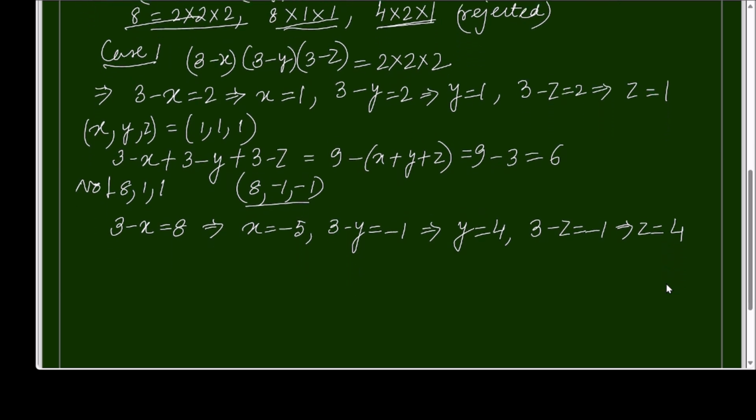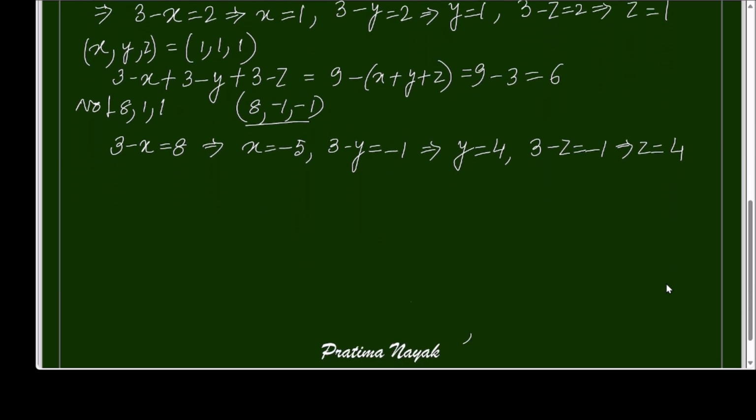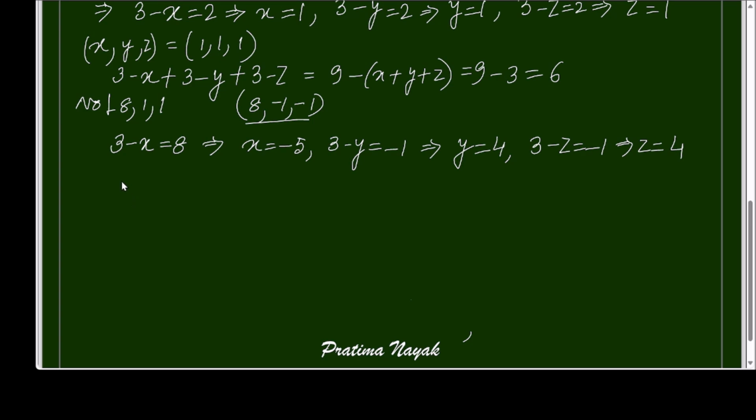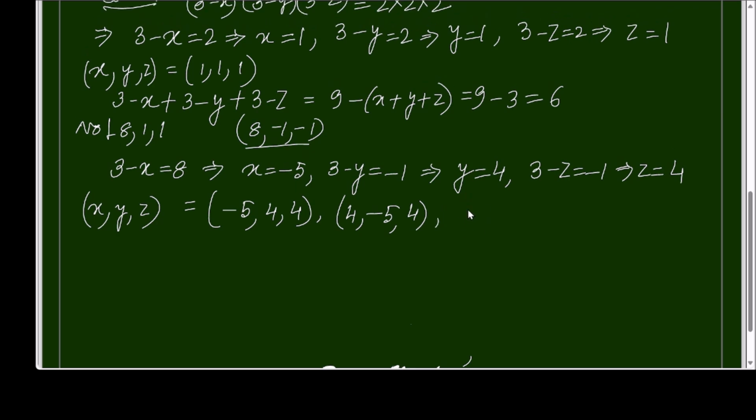So it is not particular that x, y, z are having these exact positions. This is the combination. So x may be minus 5 and the other two will be 4, 4. Or it may be that y is minus 5, with 4, 4 for the others. Or this can be 4, 4, minus 5.